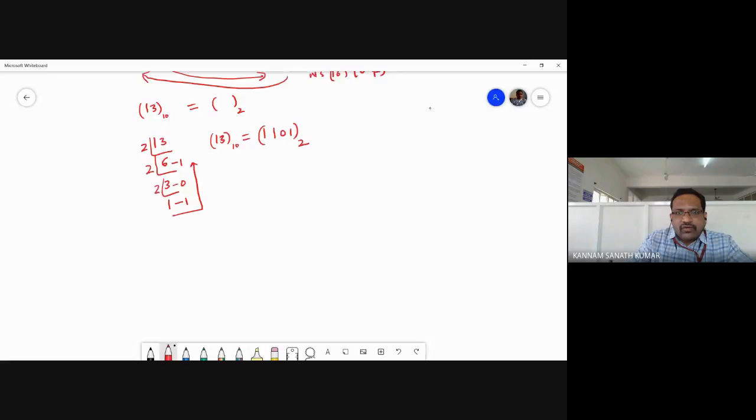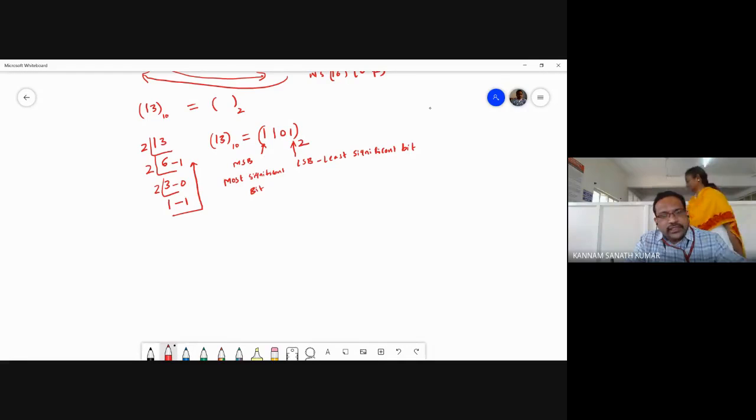So this lower bit we call the LSB, which is nothing but the least significant bit. Okay, and this one is nothing but the MSB, the most significant bit. So you have to remember this LSB and MSB. Okay, this is for integer values.